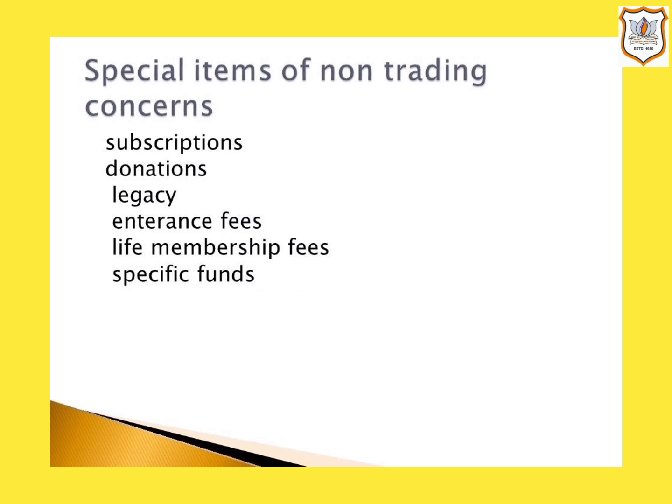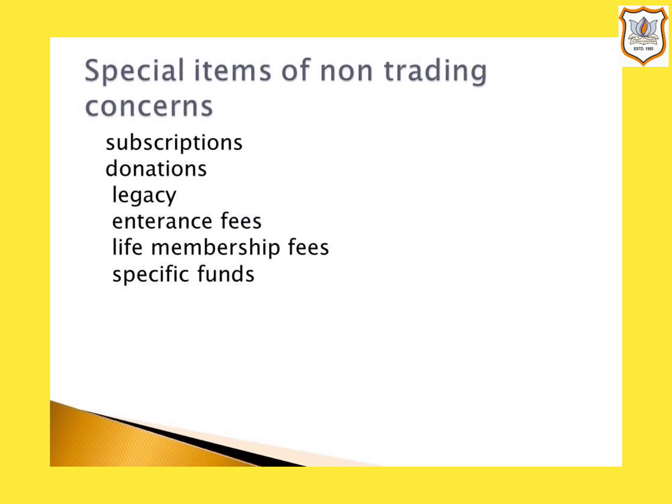Now next is donation. Generally, donation income is treated as capital income and added to the capital fund. If a concern receives donation in a regular form, it is disclosed as revenue income on the income side of the income and expenditure account.